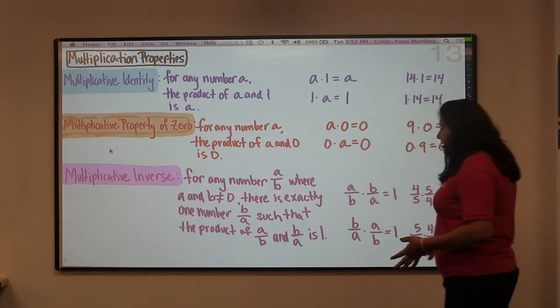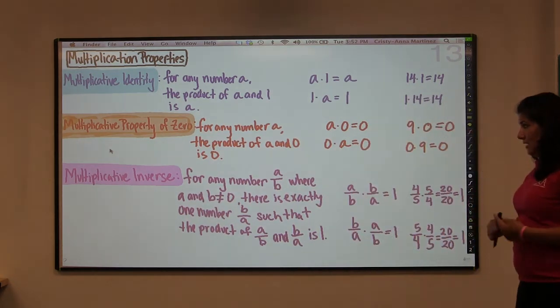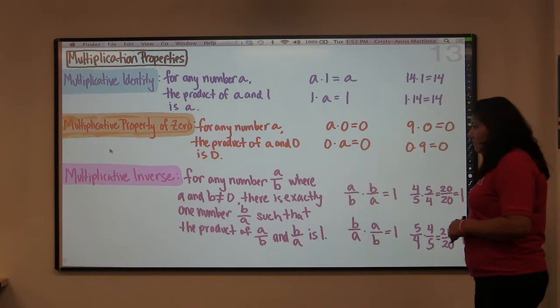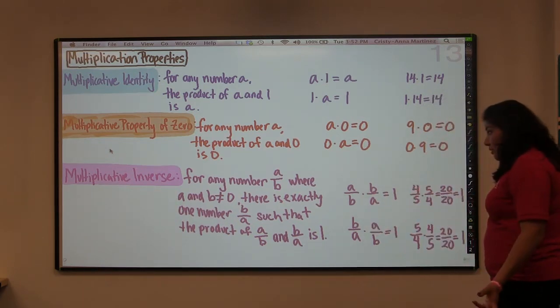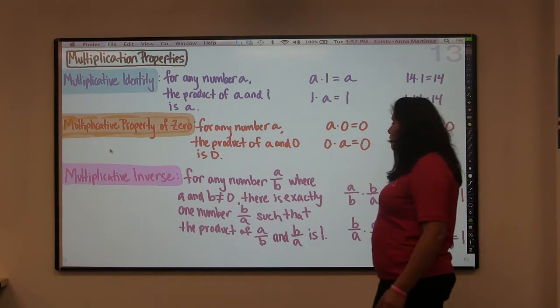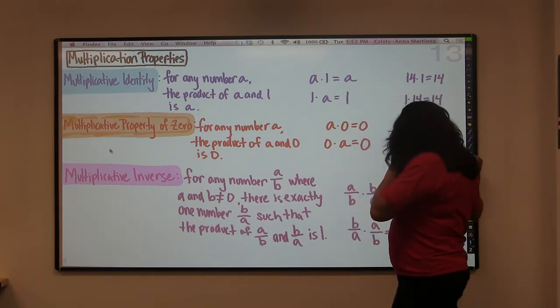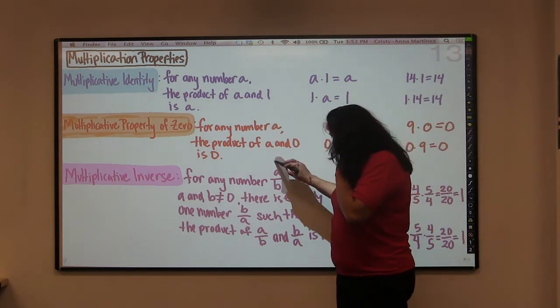But because we reciprocate in the case of inverses, we use fractions. For any number a over b, where a and b are not 0, there's exactly one number b over a, so you can see what I was talking about. Here you have a over b.